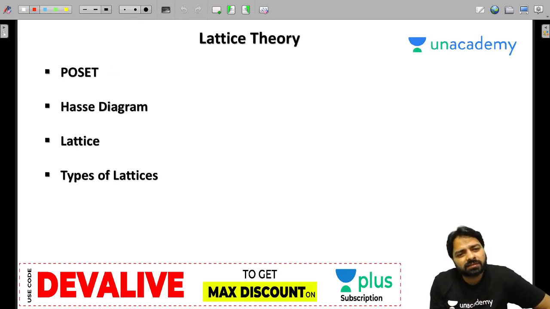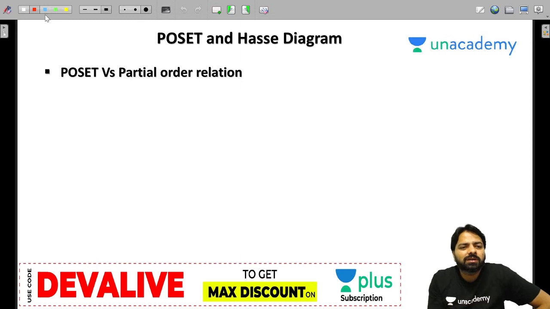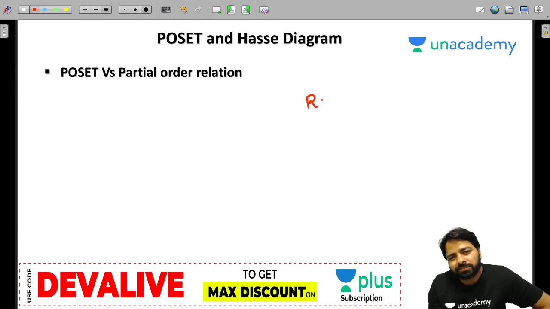What is a poset? And basically why do we use this word in lattice theory? Very few people know about poset. Partially ordered relation, right? Suppose you are writing a relation R on set A, where A is, let's say, a set with elements a and b. Let me write completely: (a, a), (b, b), and (a, b).